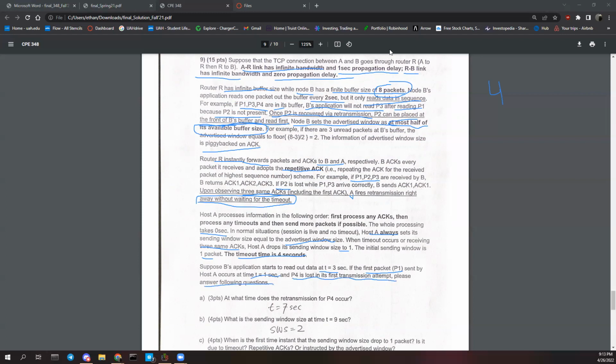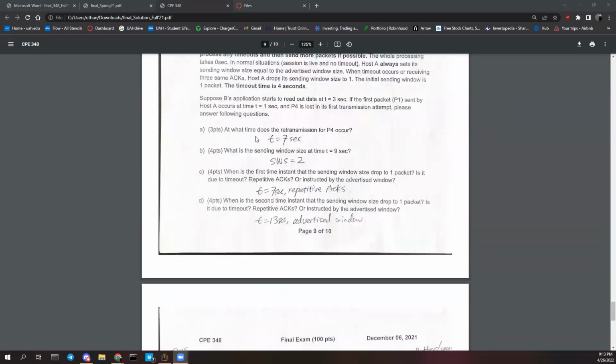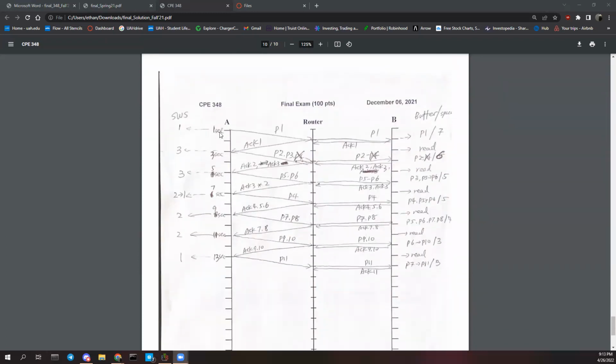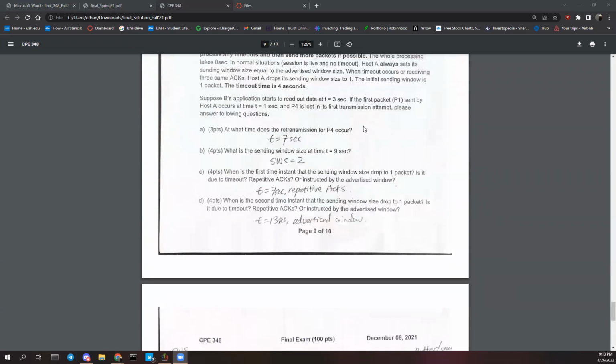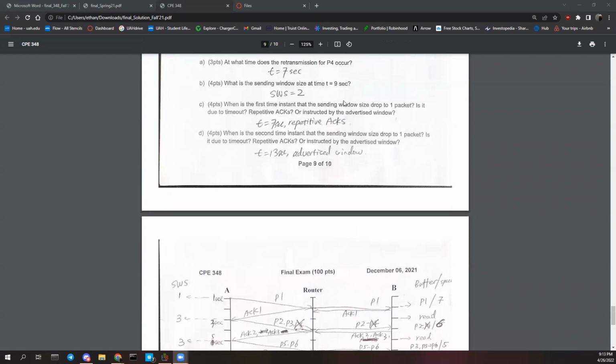So now we will clear all of that. All right, let's look at the doodle. Time 1 is when P1 is sent. P1 is sent to the router. The router instantly forwards it to B. No problem. ACK is sent back, ACK is received, and it is received at 3 seconds because that's what the network said was going to happen. B's application starts to read out data at t equals 3 seconds.